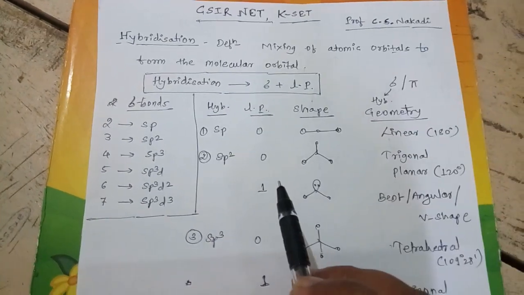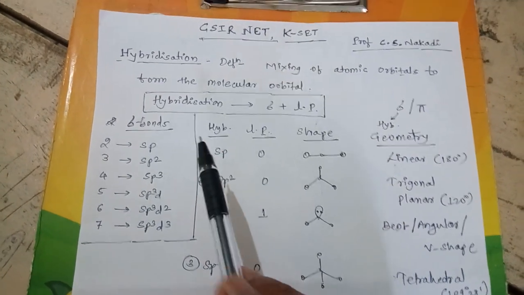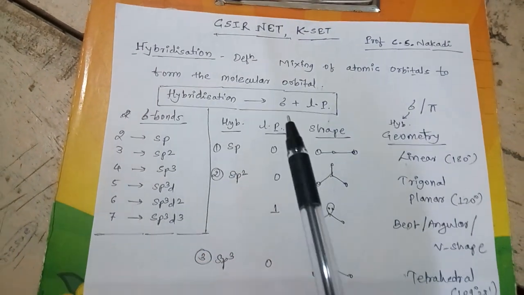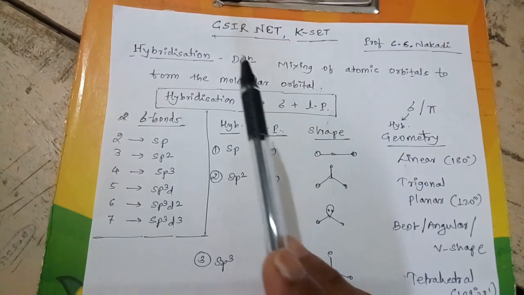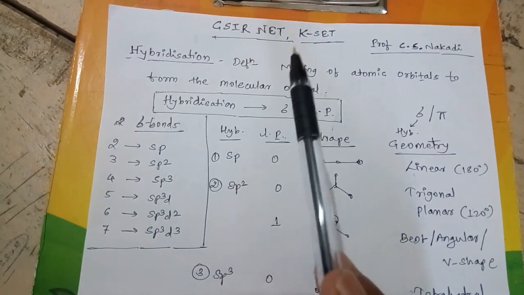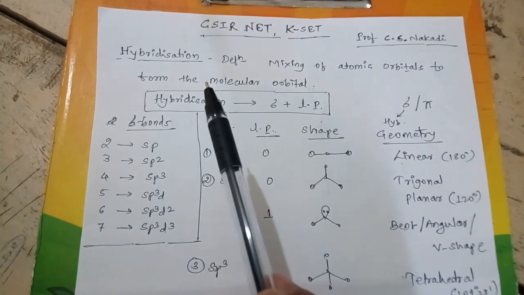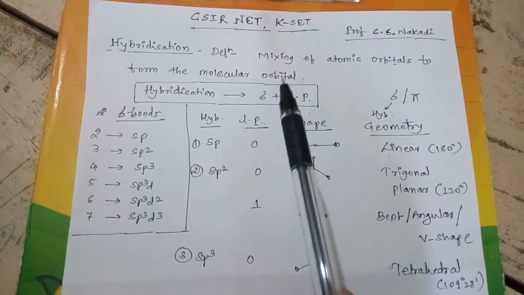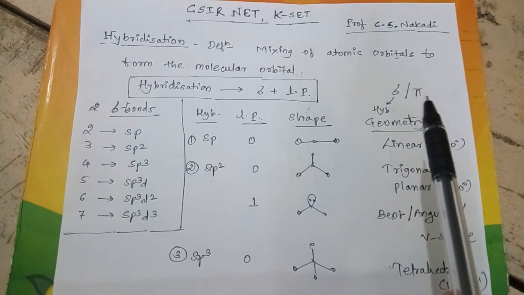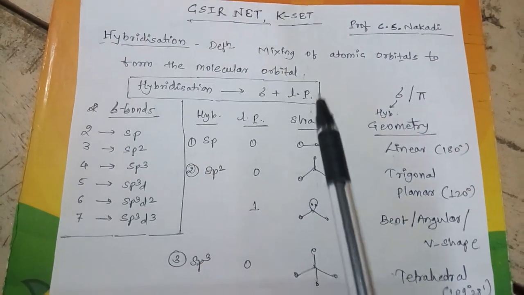In this class, I am going to discuss the important concept that is hybridization. This concept is important for the CSIR NET as well as KSET examination. Here, hybridization, as you know, is defined as the mixing of atomic orbitals to form the molecular orbital.